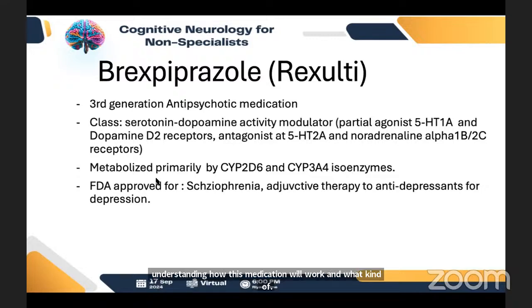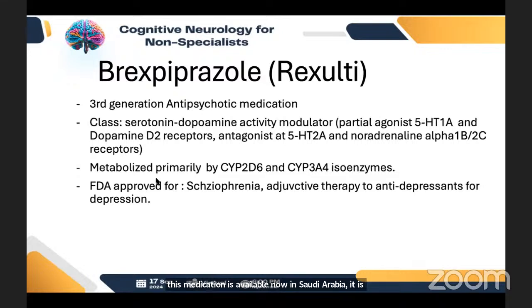One point I would like you to keep in mind, as this medication is available now in Saudi Arabia, is that it is being more and more widely used. It's metabolized by the cytochrome P450, mainly 2D6 and 3A4 enzymes. Why is that important? Because there is a wide range of drug-drug interactions.